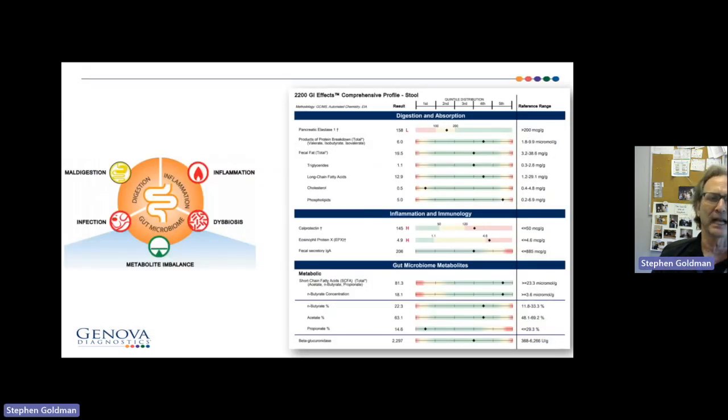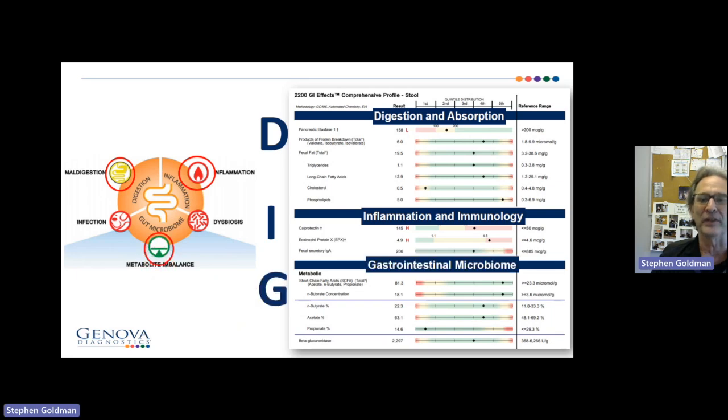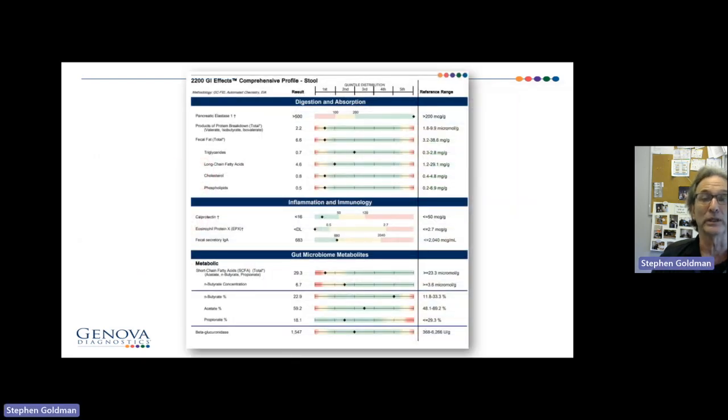Now, when we get to the next section, page 4, past the data analysis, now we're looking at that DIG acronym. And you see the logo on the left there is actually an active thing. So D is for digestion and absorption, and that's our maldigestion rating. The inflammation and immunology from the DIG acronym. And you see that we do have inflammation in the logo. And then the gastrointestinal microbiome. So our DIG: digestion, absorption, inflammation, immunology, and gastrointestinal microbiome. So let's have a look at each of these sections in more detail.